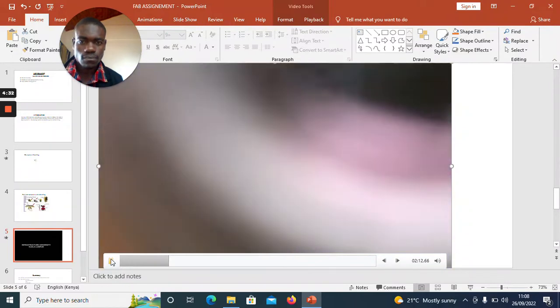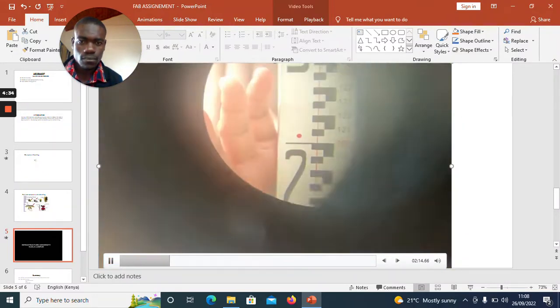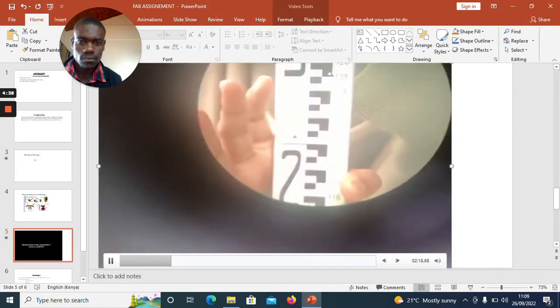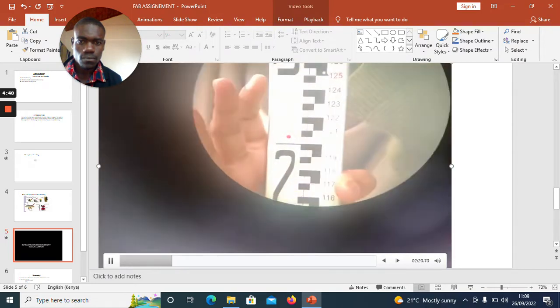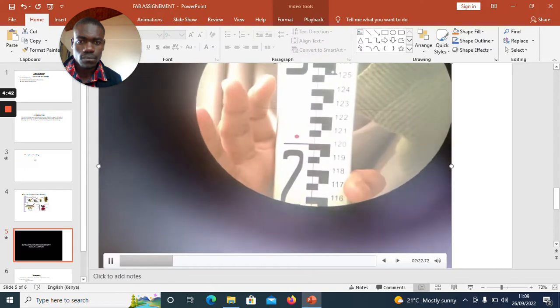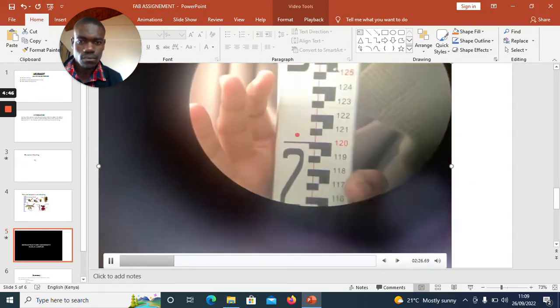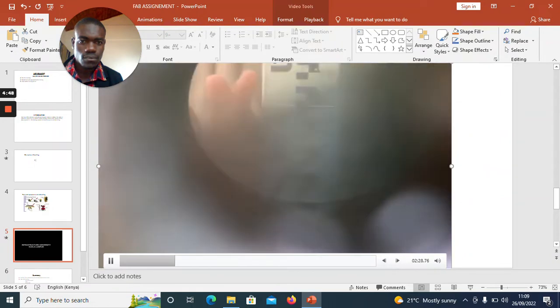So over there you can see that there's a reading for upper, middle and lower stadia. Okay, so you have to make sure that the staff is well focused and the crosshair is well focused as well.